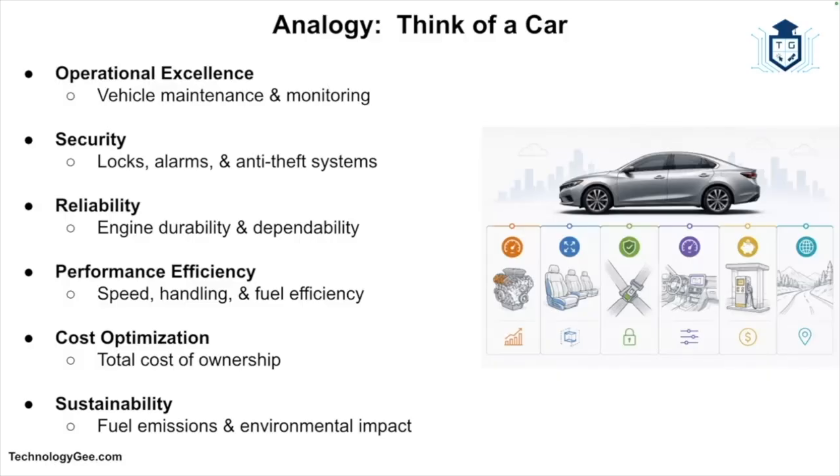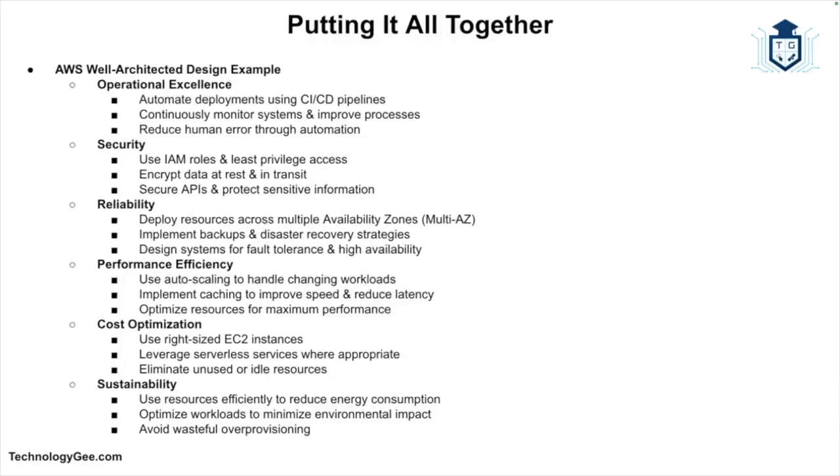And here's the key thing AWS wants you to understand. You cannot optimize one pillar at the expense of another. So for example, maximizing performance might increase costs, cutting costs too much might reduce reliability, and increasing security might add complexity. The goal that you want to achieve here is some type of balance, because good cloud architecture is all about making trade-offs intelligently. All right, so let me go ahead and wrap all this up.